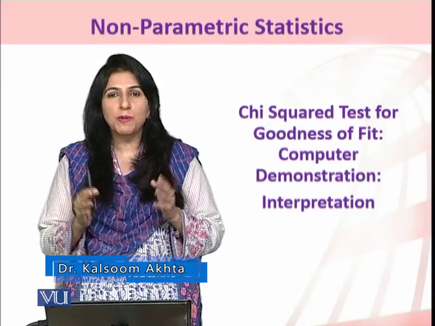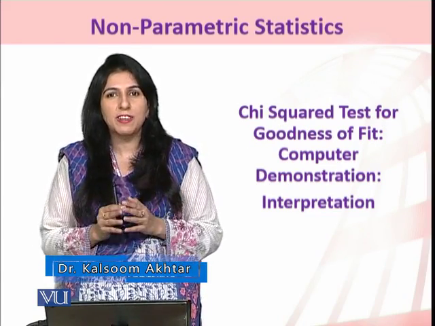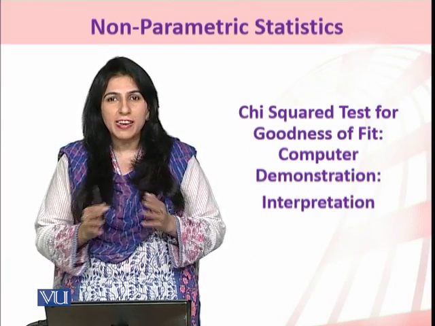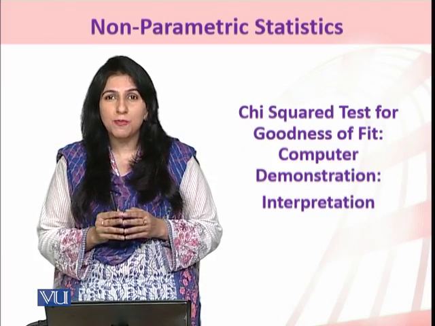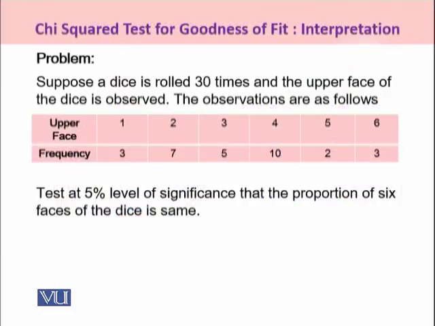Now, I will be sharing with you how to read the output and interpret your results under the chi-square goodness of fit test once you have got the output after following the set of commands in SPSS. So students, the problem is about dice rolling. A dice is rolled 30 times and the upper face of the dice is observed. The observations are given before you.